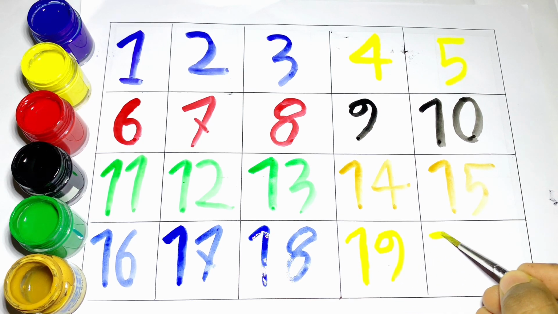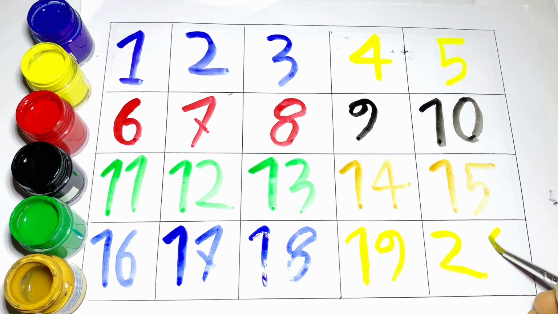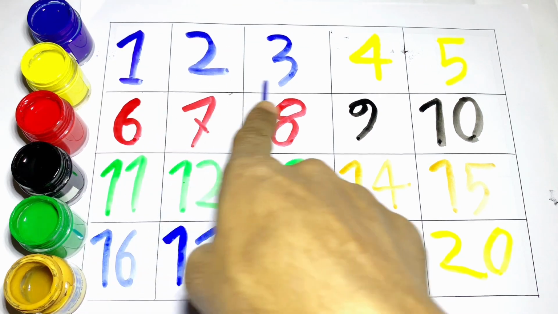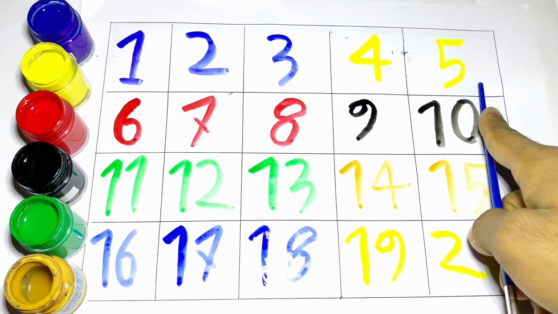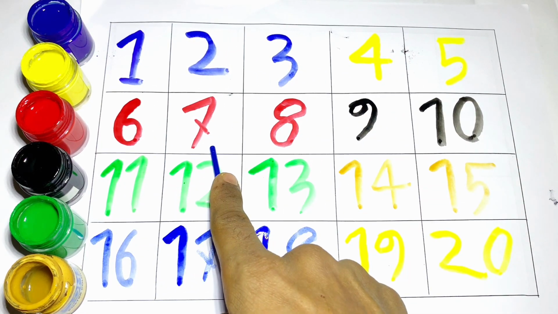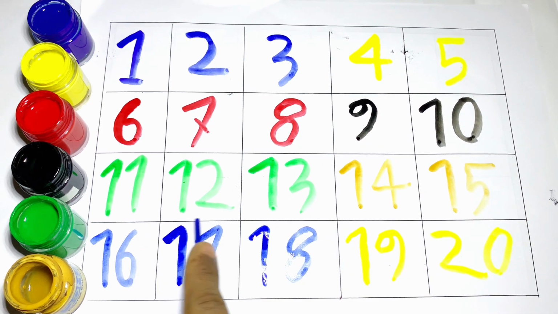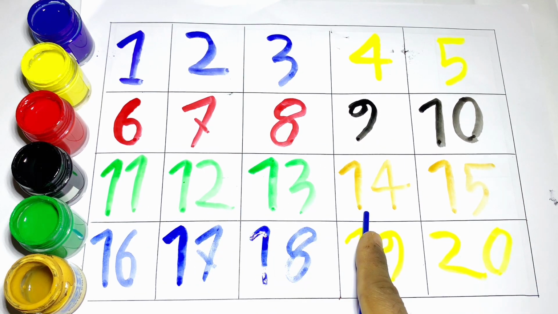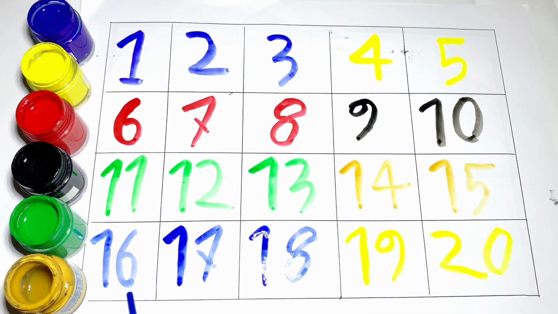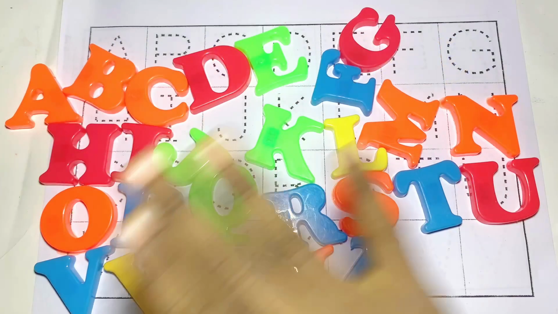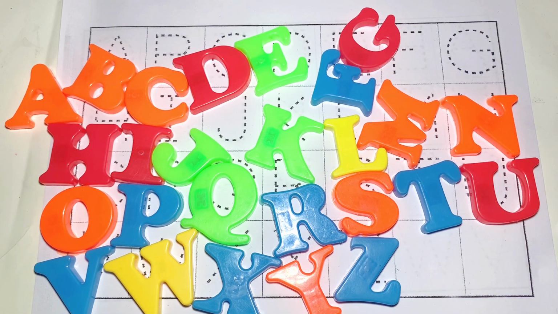20. The numbers of 20. Kids today draw 1, 2, 3, 4, 5, 6, 7, 8, 9, 10, 11, 12, 13, 14, 15, 16, 17, 18, 19 and 20.